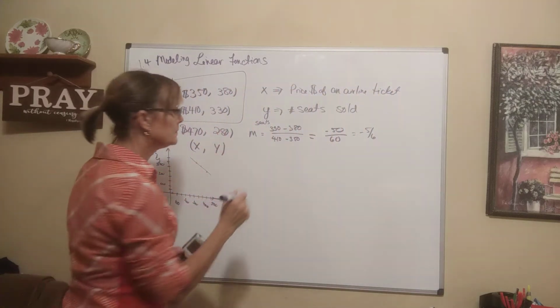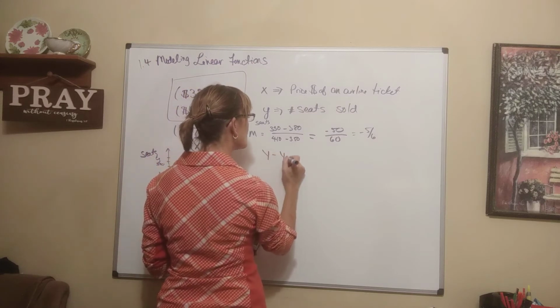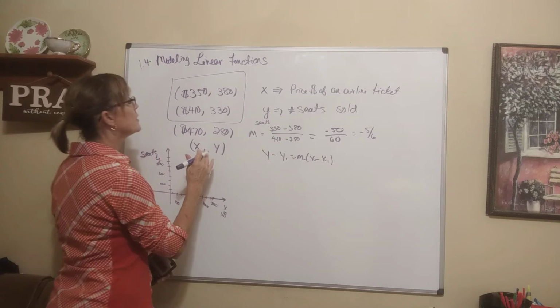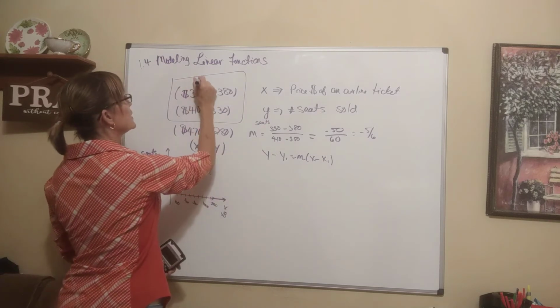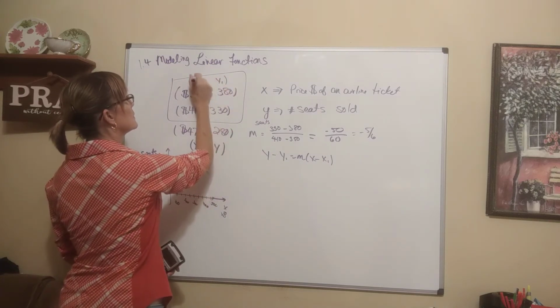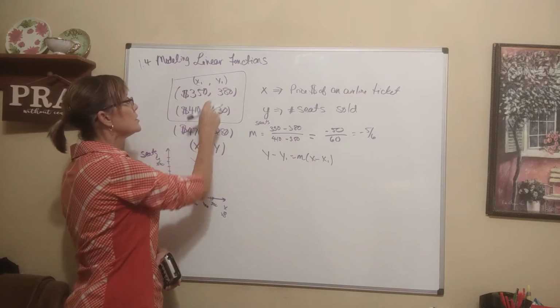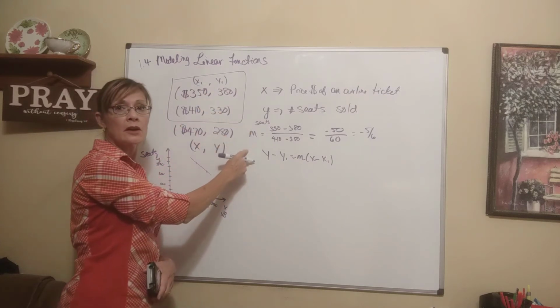To write the equation, y minus y1 is m times x minus x1. Let's choose one of these points to be our x1, y1. Let's choose this one. You wouldn't have to choose that one, but you would need to choose one of the points that you use to get the slope. That would be important.